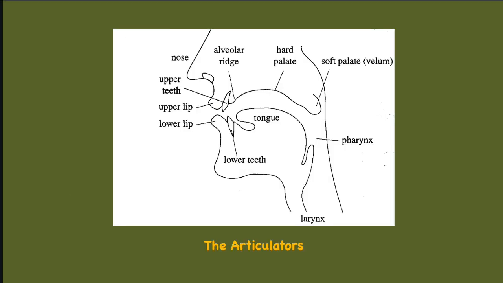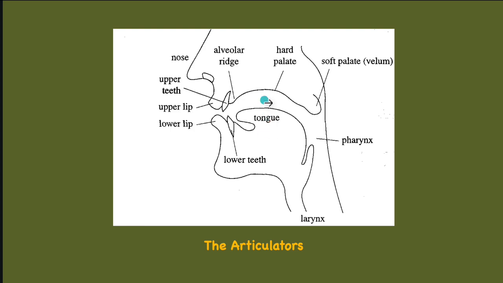Okay, now in this slide we're going to explore the articulators, which are the parts of your mouth and throat that shape the sounds you make. So let's begin with the tongue. Now the tongue is the most versatile tool in your toolbox. It can move in different directions and take on different shapes to produce a wide variety of sounds. For example, when you say t, as in top, your tongue touches the alveolar ridge just behind your upper teeth.